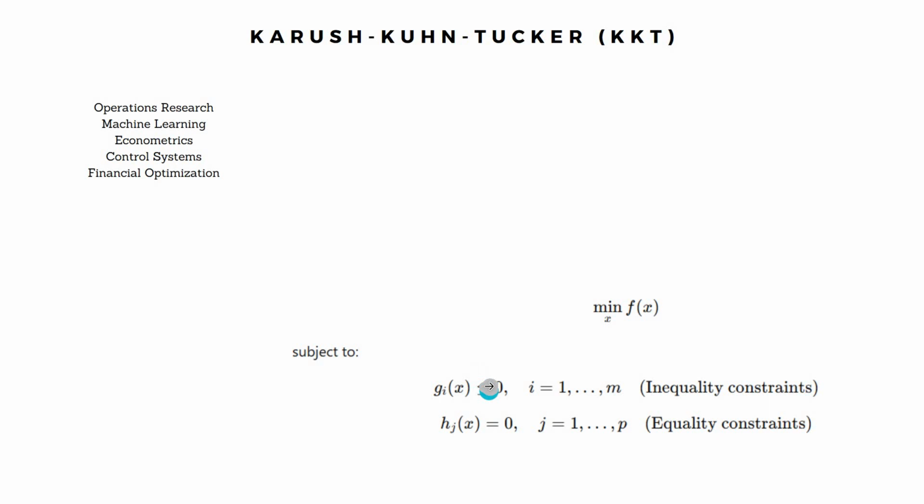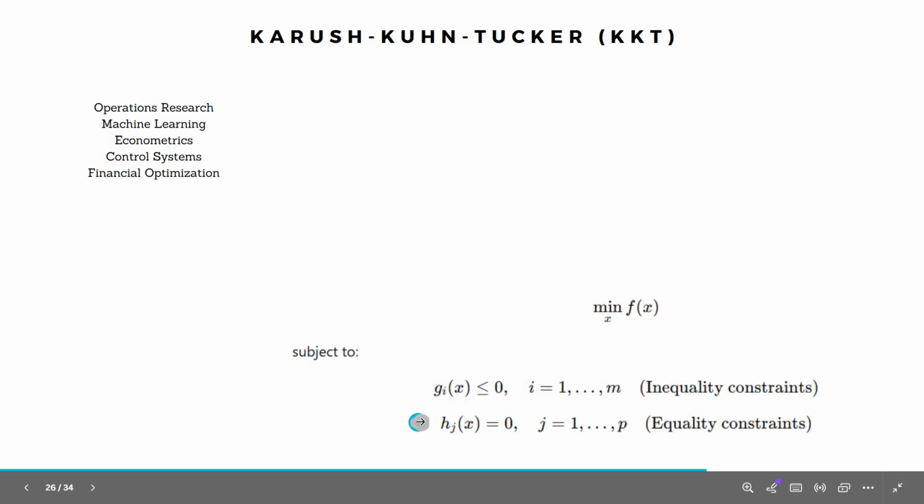The first type of constraint is called an inequality constraint. These are written like that: g sub i of x is less than or equal to 0, where i runs from 1 to n. This basically means there are limits or boundaries that we can't exceed. For instance, if we are optimizing a budget, the inequality might represent the maximum amount we can spend.